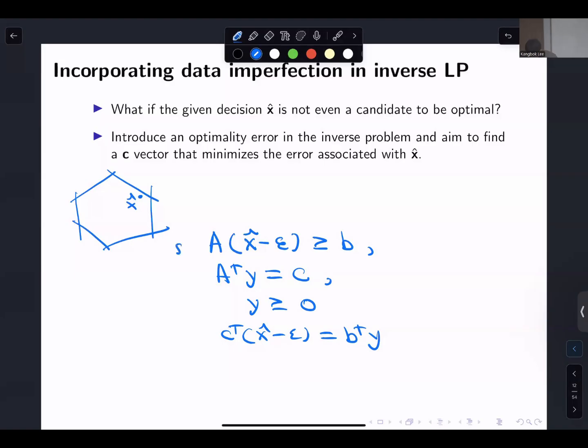Now, I am making my perturbed decision optimal, but again, to minimize the optimality error associated with it. So what that means is while I do this, I want to minimize my epsilon by minimizing some norm of epsilon, be it the one norm or any p norm in general. And of course, C is supposed to be in some normalization or regularization set, big C. That's it.